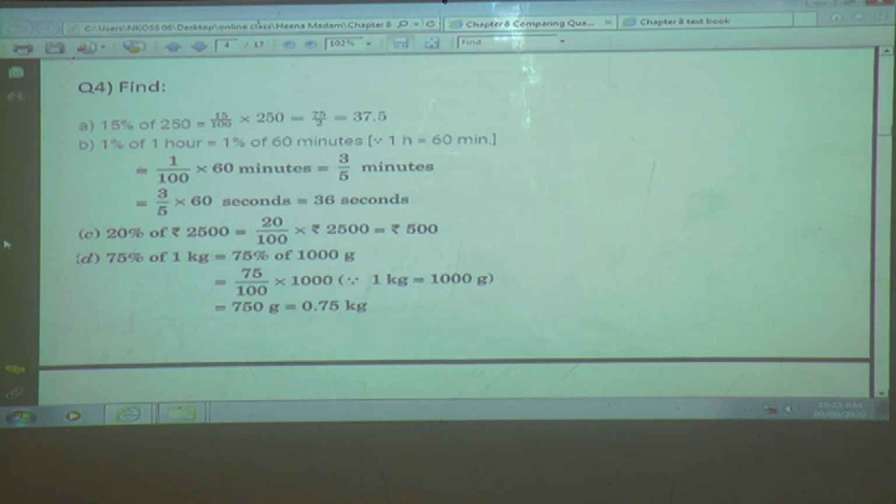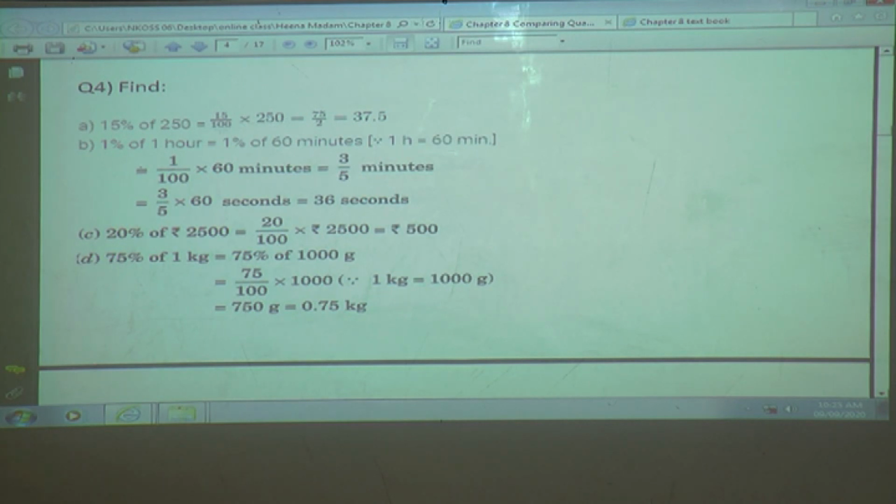Now we will go for some more examples. Similarly, it is 15% of 250. Suppose you have 250 rupees. What will be 15% of that 250 rupees? What do we have to do? We first write the percent. You know very well how to write it: 15% is nothing but 15 upon 100, of 250, which is multiplied by 250. So you can reduce here, very easy to reduce.